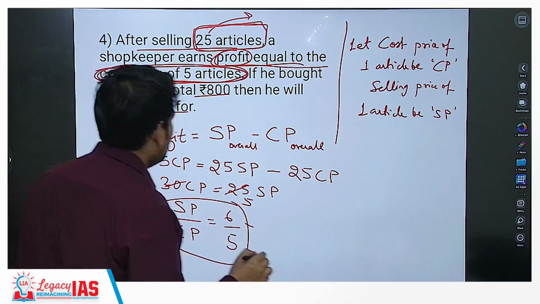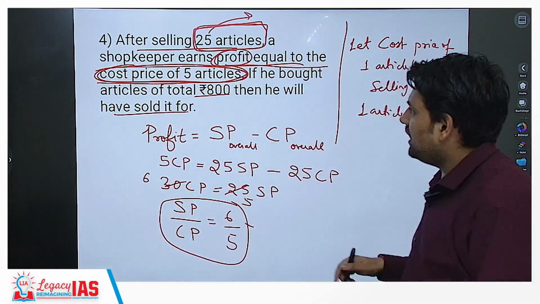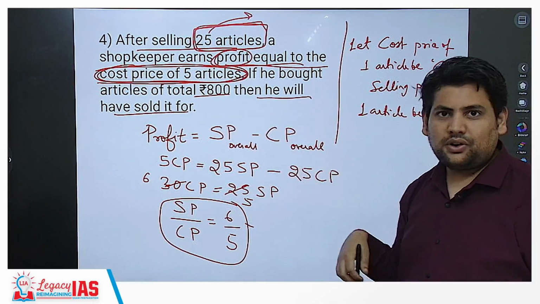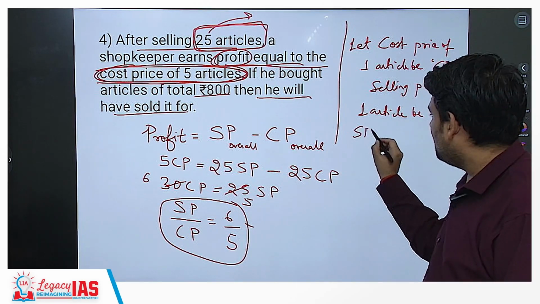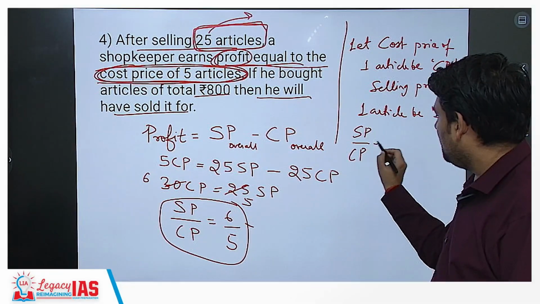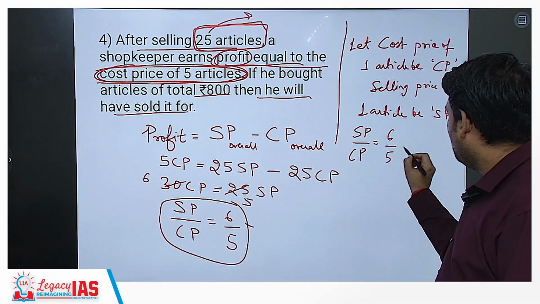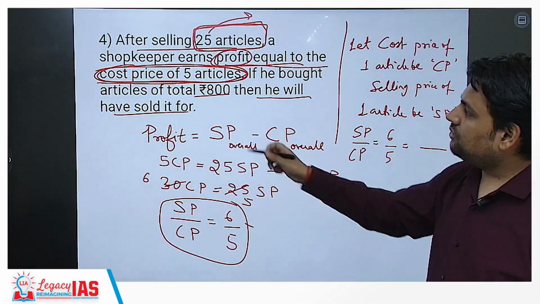Once you get SP by CP, what is asked? It is asked then he will have sold it for. That is, he is asking you selling price. Now you have this ratio. Now it becomes easy. So SP by CP is 6 by 5. Now, what is the value that is given to you?